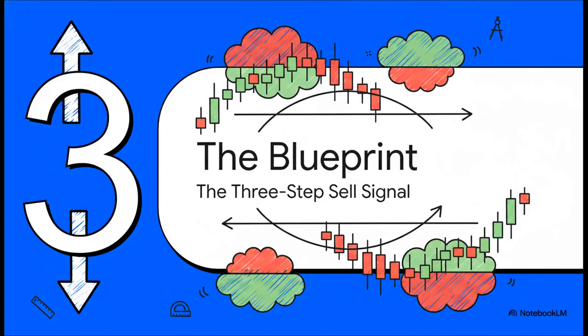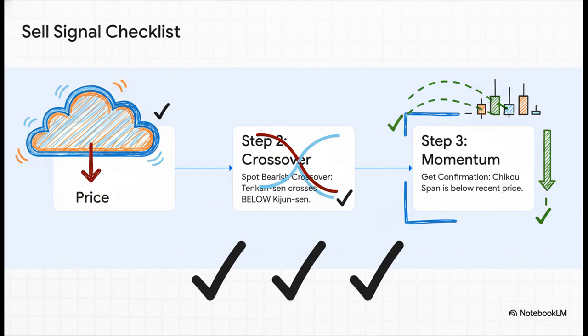Now here's what's so cool about this strategy. It's perfectly symmetrical. For our sell signal, we're literally just going to flip every single one of those rules upside down. Let's take a look at the blueprint for a short trade. See? It's the perfect mirror image. Step 1, price has to be below the cloud for a bearish trend. Step 2, we need that bearish crossover, with the fast line crossing below the slow line.